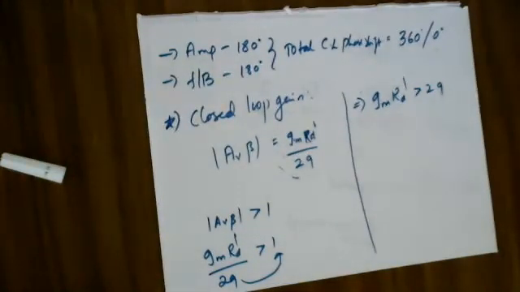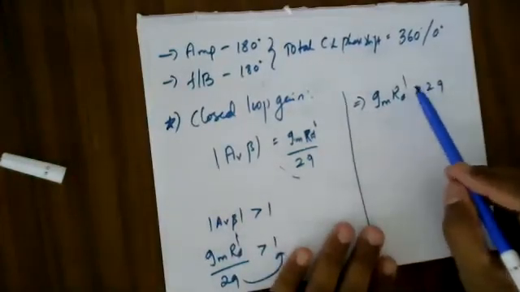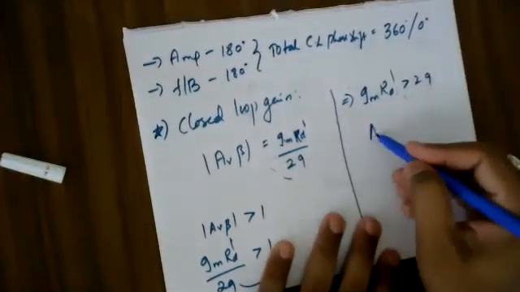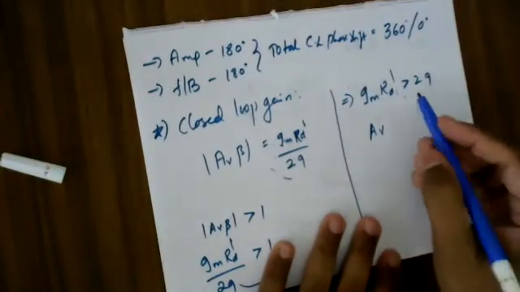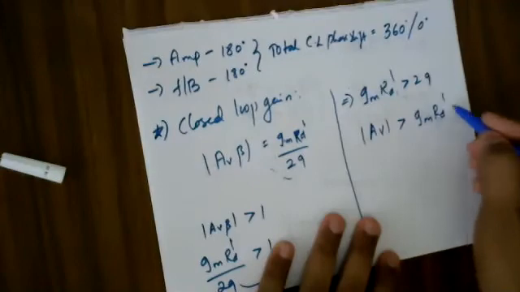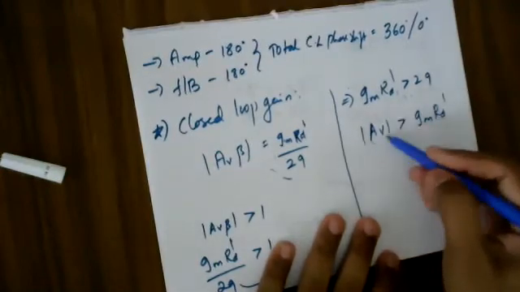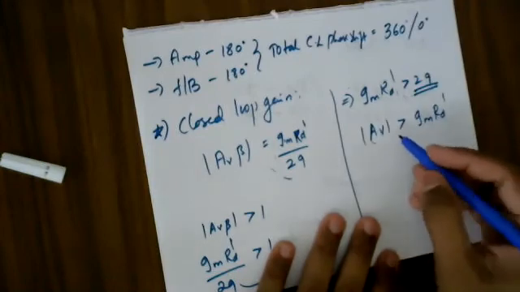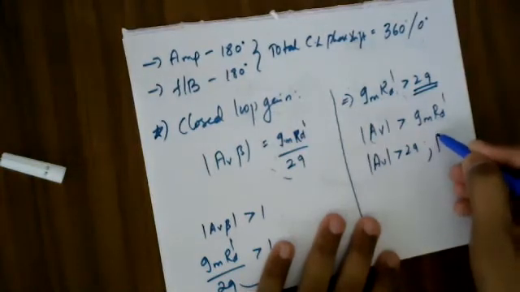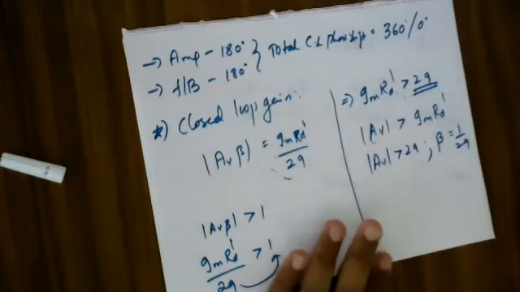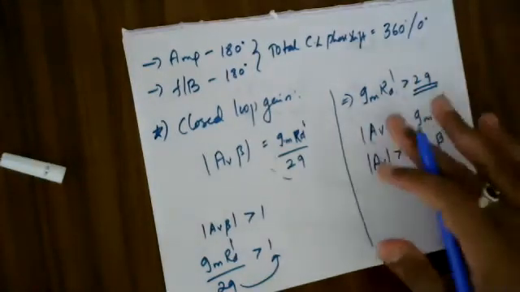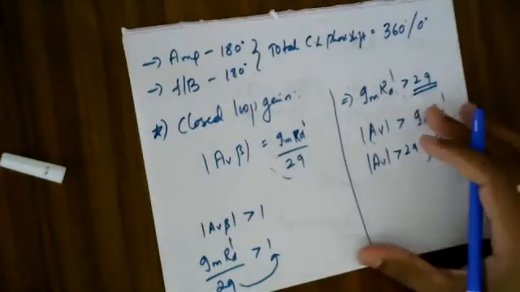Now it means that this term gm into rd dash is greater than 29. It simply means the voltage gain AV, which is gm times rd dash, should be greater than 29. So my AV should be greater than 29, and it also implies my beta is equal to 1 by 29.